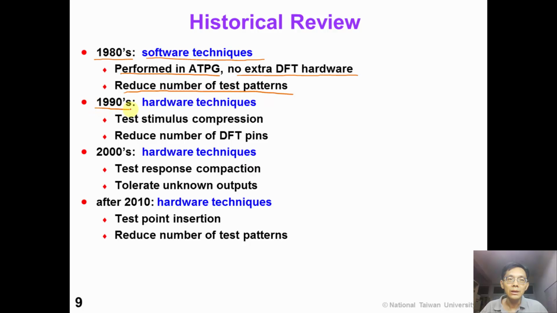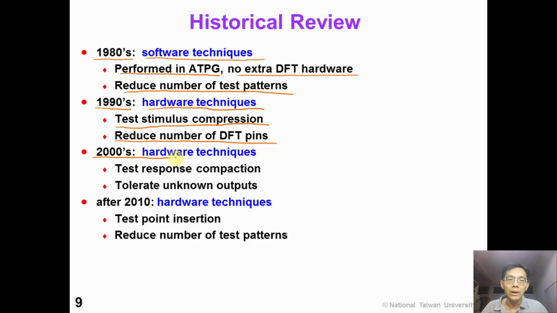In the 1990s, hardware test compression techniques began to appear. People focused on test stimulus compression at that time. The purpose is to reduce the number of scan-in or scan-out pins. Also, we want to reduce the amount of test data.